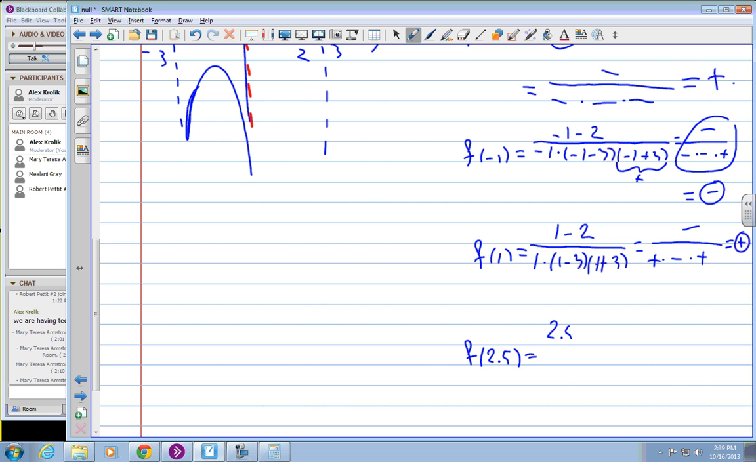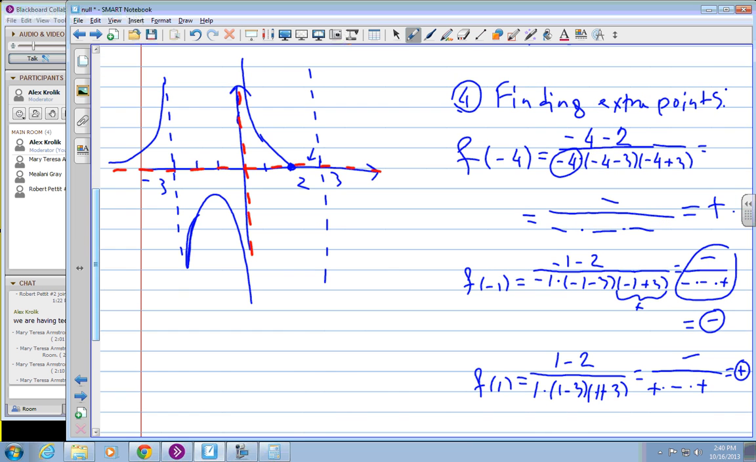So that's 2.5 minus 2 over 2.5 times 2.5 minus 3, 2.5 plus 3. So all of those are positive except for one. It's plus over plus times a minus times a plus. So it's a minus, right? So yes, it goes down. So it turns and goes down.